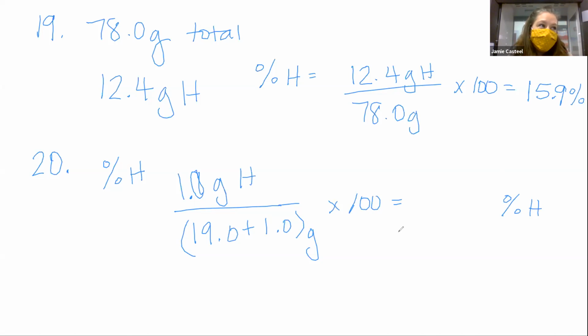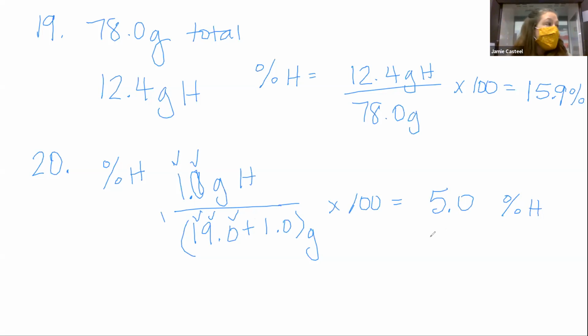Are you guessing? No. It's not 4%. 5%. Good. But look, guys, this has 2 sig figs. This has 3 when I add it together. What's less, 2 or 3? 2. So we're going to say 5.0%.